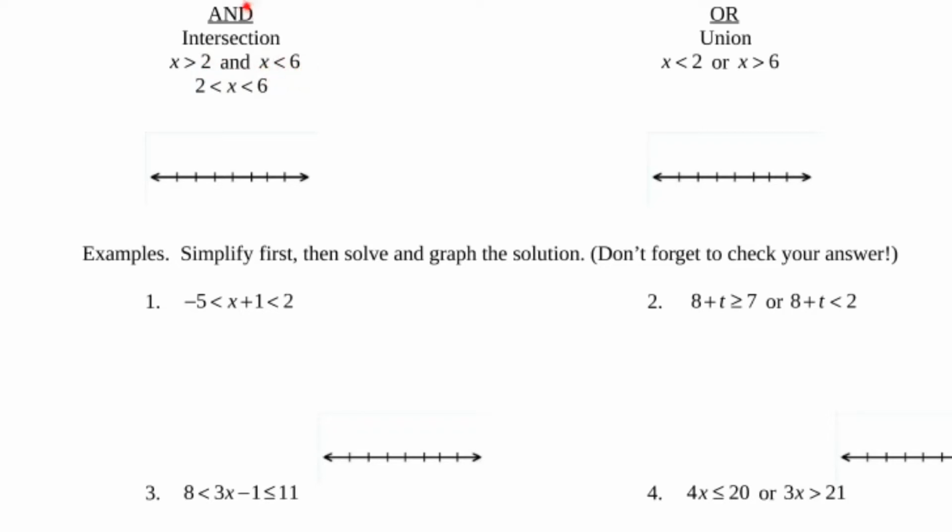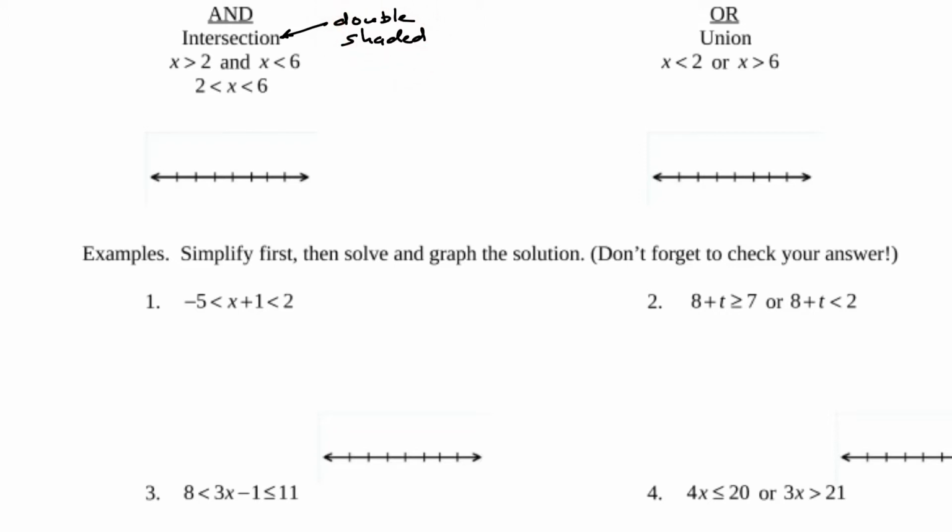They made a note here that if it's the word and, we're talking about an intersection. And for an intersection, we're talking about an overlap, or I'm going to call it a double shaded region. So our intersection is going to be where the number line is double shaded.